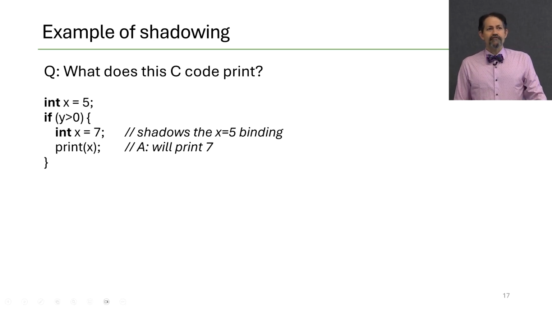In this code, we have an outer x binding to 5, and then an if statement, and then an inner binding of x to 7. This inner statement shadows the x equals 5 binding from outside the if statement. And so the print x inside the if statement will print 7 rather than 5. We say that the inner binding shadows the outer one.